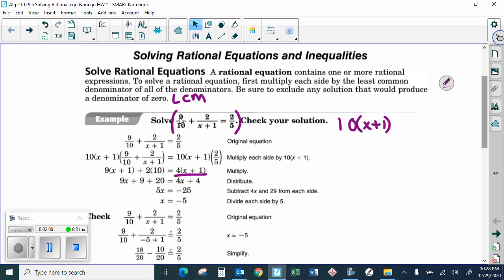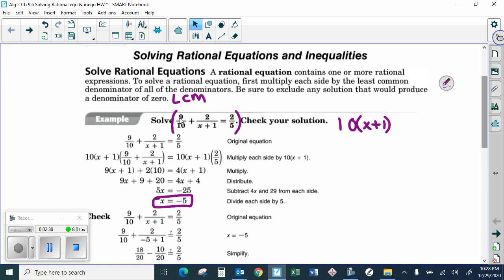So in this example, they did a very good job of not skipping any steps. So then you go ahead and distribute it, get 9x plus 9 plus 20, and distribute here as well. Combine like terms and subtract the 4x across. 9x minus 4x is 5x. 29, so you subtract 29 across. 4 minus 29 is negative 25. So you have 5x equals negative 25, x equals negative 5.